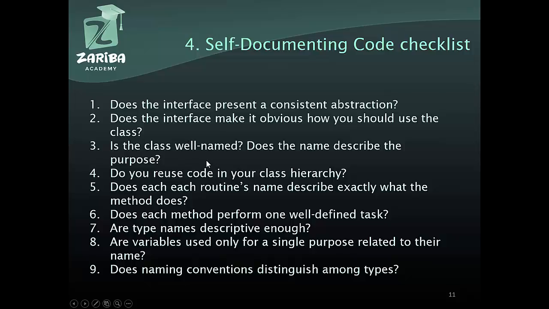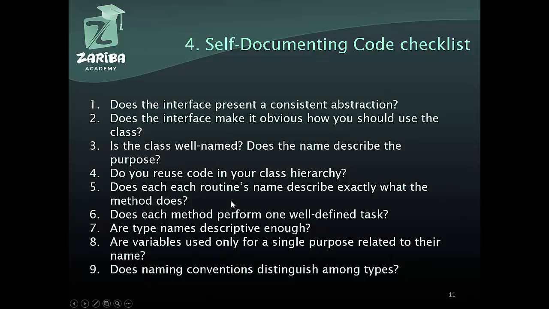Is the class well named? Does the name describe the purpose? You should ask yourself that. If you cannot answer, then you should rename it, or your class is doing a lot of things and you cannot find a suitable name. Do you reuse code in your class hierarchy? Is there any point of copy pasting in constructors? Is there any reason for copy pasting properties from your more abstract classes to the child ones?